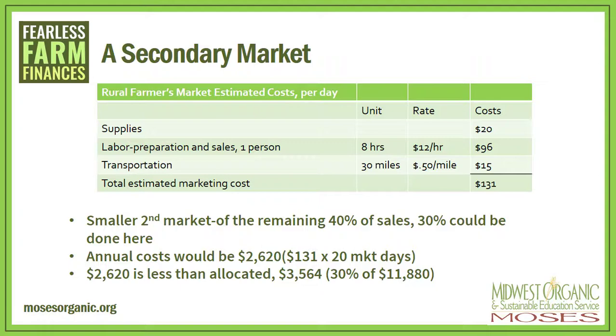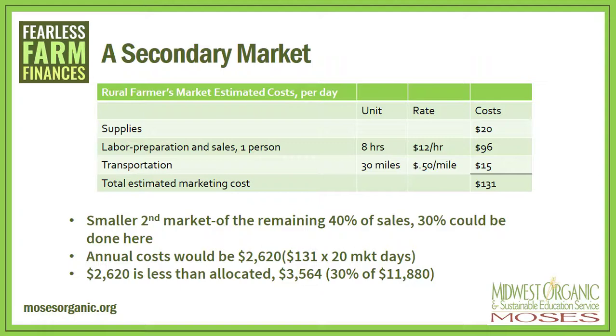And there again, this annual marketing cost is also lower than the allocated marketing cost of $3,564. So going back to when you allocated $11,880 for your 3-acre, I'm just saying, vegetable farm, if we take 30% of it, I would allocate $3,564, and when we factored it, it's less than that. So it still makes sense to potentially do this market.